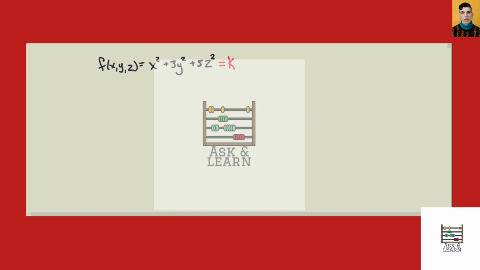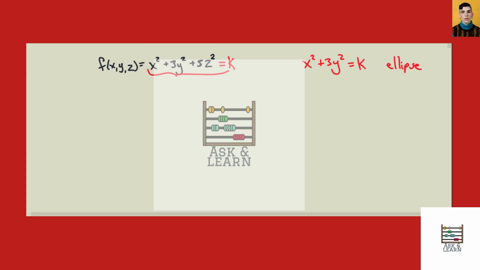So let's see what we have here. If I take this function, that's set equal to k. If I had a two-dimensional function, and I'm just going to take the x and y here. Let's say I had a two-dimensional function equal to k where everything's positive and I have x squared and y squared. This is the equation of an ellipse.